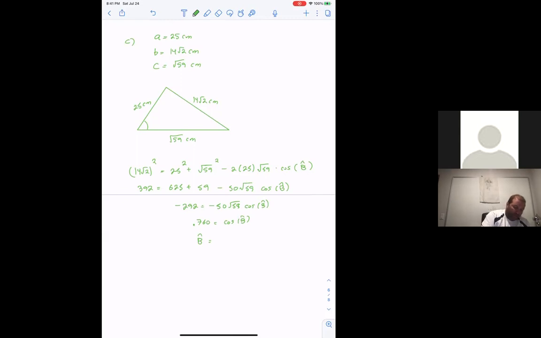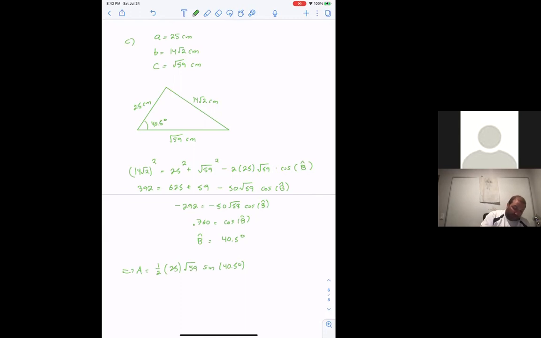I hit cosine. No wonder that answer made no sense. Cosine inverse of that answer, which is 40.5 degrees. So now I have this one, 40.5 degrees. Now that I have that one, I have two sides and the angle in between them. So the area is 1/2 times 25 root 59 sine of 40.5 degrees. Of course, I don't just have 40.5, I have 40.509061884.